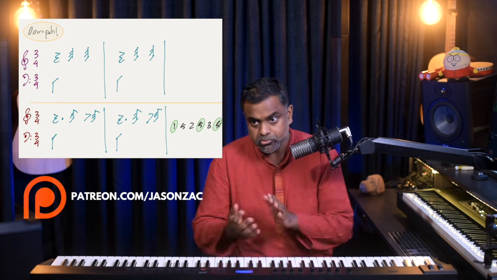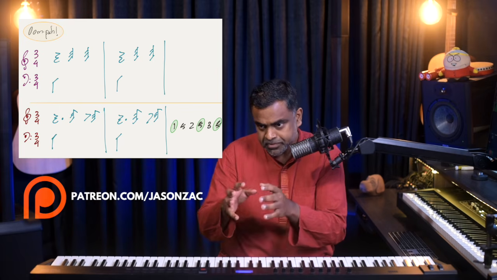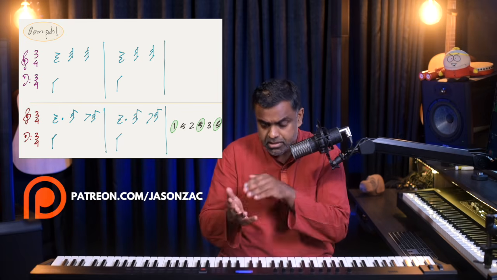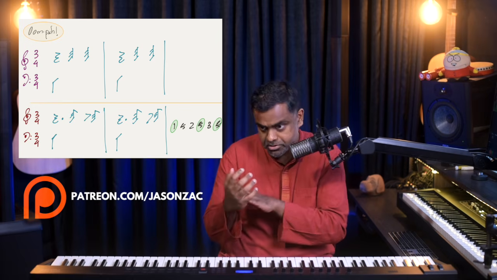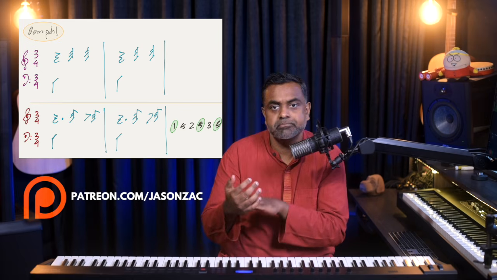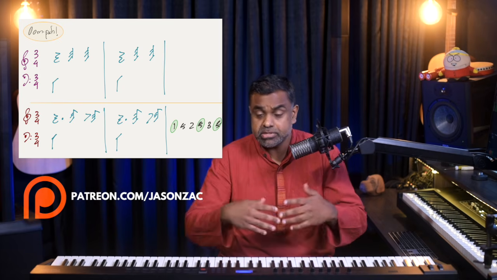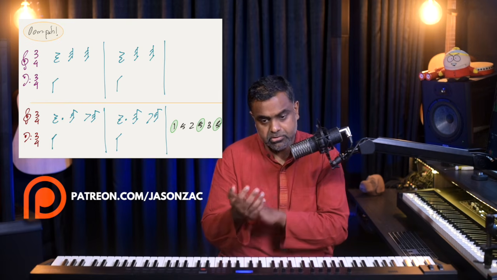Let's say you divide 3x4 into triplets. 1 and a 2 and a 3 and a 1 and a 2 and a 3 and a 1 and a 2 and a 3 and a. So you get access to the triplet subdivisions. 1, 2 and a boom, boom, or if you divide 3x4 into semiquavers, dividing by 4, you can go 1 e and a 2 e and a 3 and a 1 e and a 2 e and maybe do some phrasing.